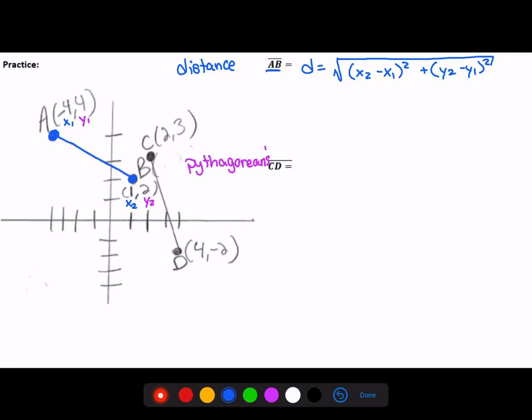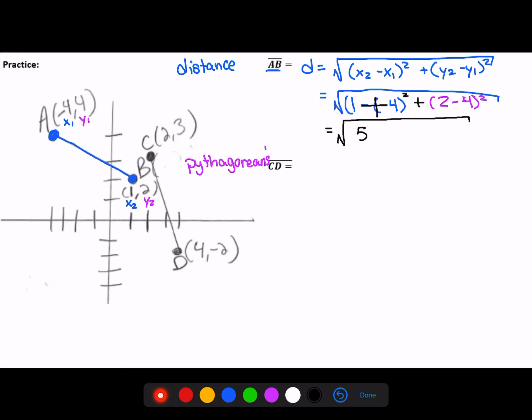So I just start plugging in my numbers. I have the square root of x2, well, that's 1, minus x1, well, that's negative 4, and I'm going to put parentheses around it because I have two signs right next to each other, so I need parentheses in between, plus y2, which is 2, minus y1, which is 4, squared. This will give us, if I have two negatives next to each other, it turns to a plus, the square root of 1 plus 4, which is 5. This is squared here still. So I have 5 squared, plus 2 minus 4 is negative 2 squared.